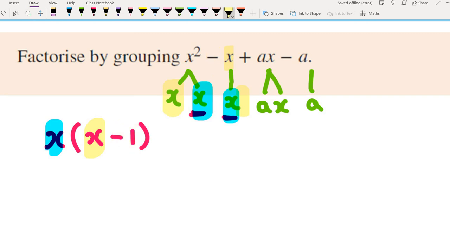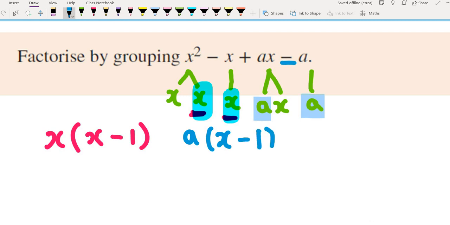So we've done that, and now looking at the second half of it, we can see that a is in common, in these two terms. So we are going to take out a and then put the rest in a bracket, so x and then minus 1, since a has been taken out and we just have 1 there. And these two are connected by this plus sign here. So now we have an expression that looks like this.